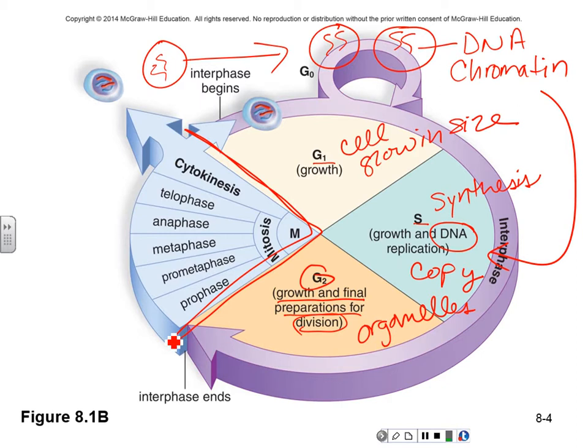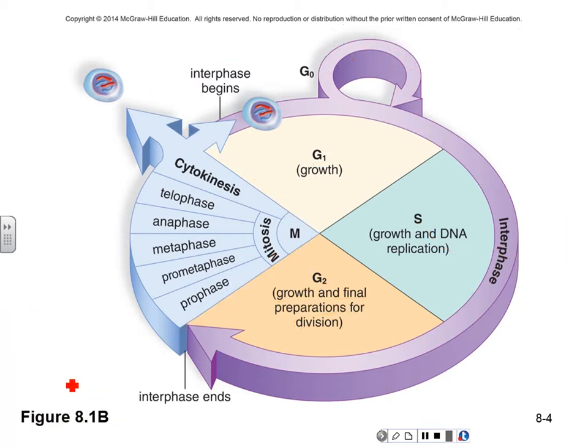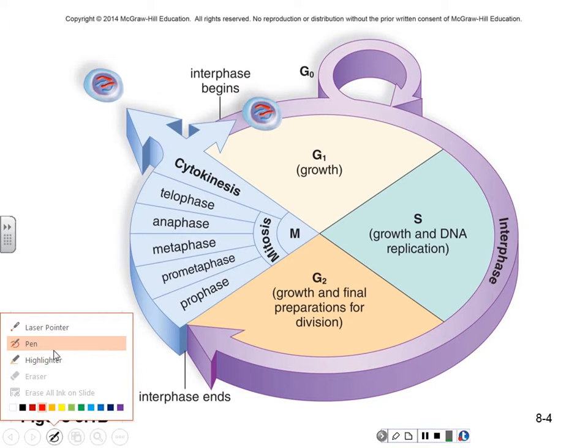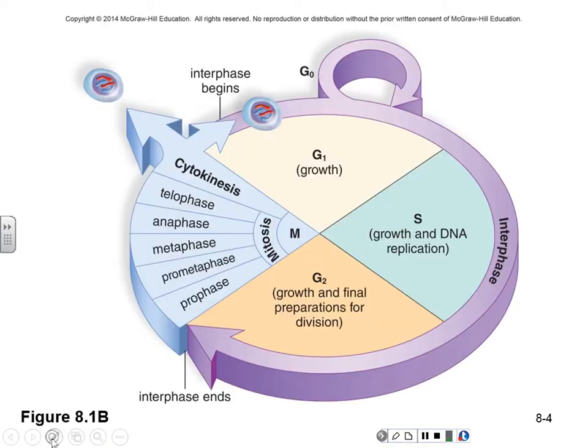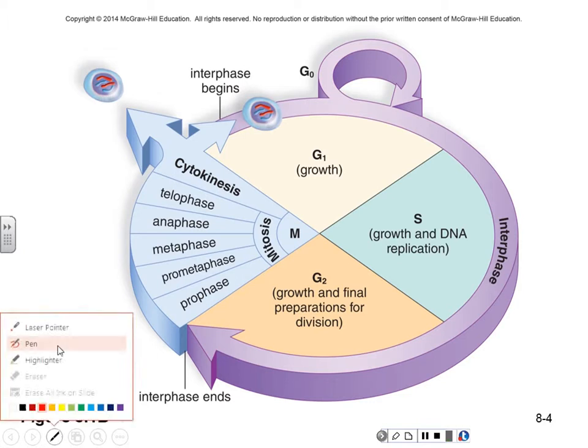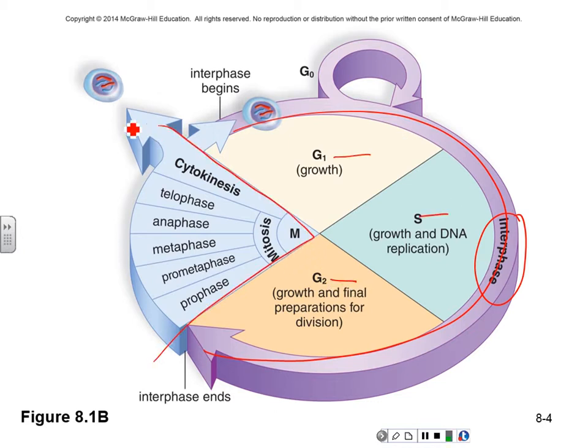So let me erase all of this up until now so we can get a good look at the slide. Okay, so let me try that again. All of this is what we call interphase. So interphase is made up of G1, S, and G2. Then we have this phase, which is called mitosis. Then within mitosis, we have phases as well.